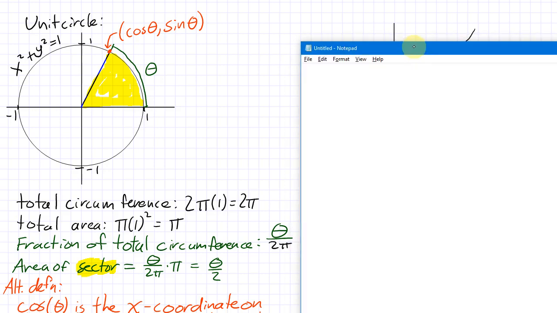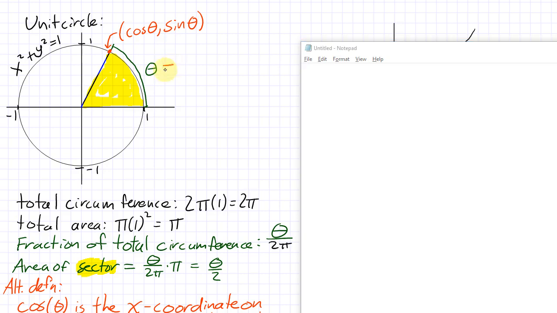So if you take a unit circle over here, radius 1, the equation of the unit circle is x squared plus y squared equals 1. And if we're using radians, let's think about the relationship between this angle and the area inside of the sector. So remember with radian angles that the angle equals the arc length.